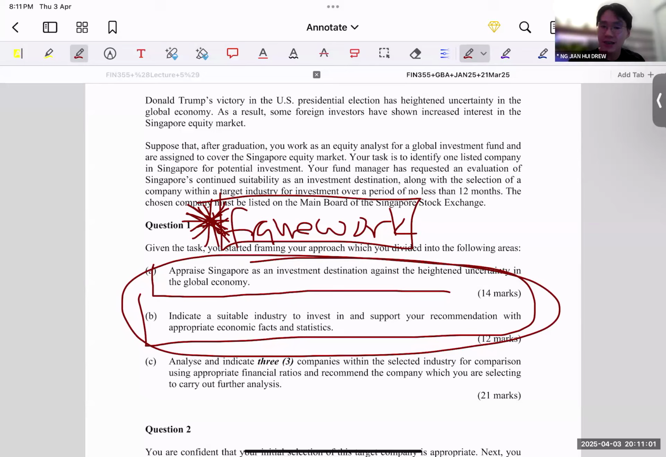Any questions for this? Or on qualitative, maybe not about this question, but generally about qualitative macro analysis, macroeconomic analysis? Any questions on it in general?